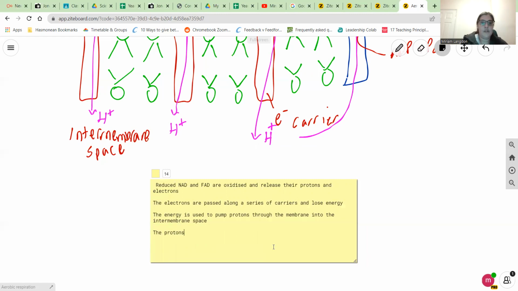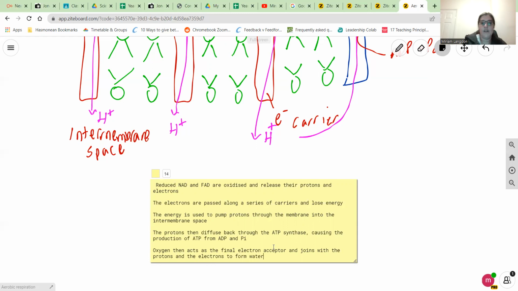The protons then diffuse back through the ATP synthase, causing the production of ATP from ADP and Pi. Never forget to say where it's coming from. Oxygen then acts as the final electron acceptor and joins with the protons and the electrons to form water.